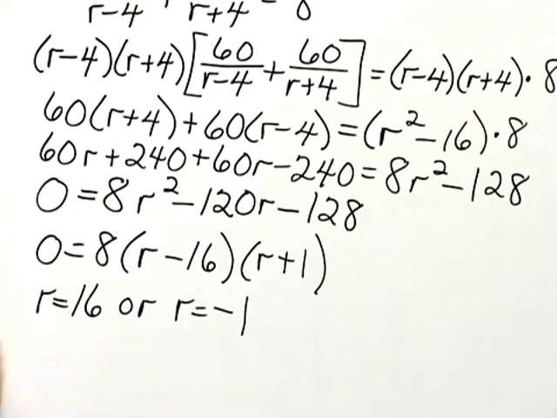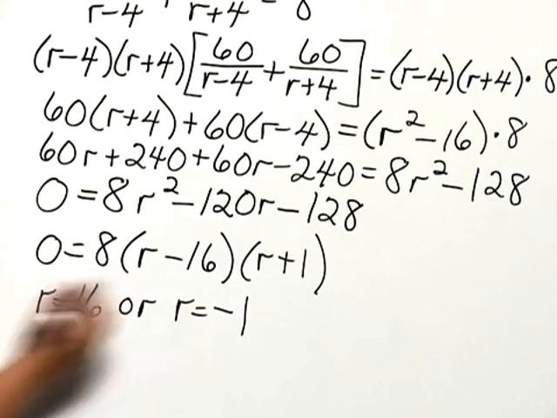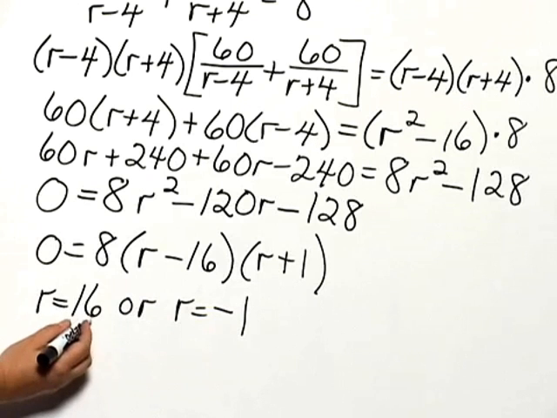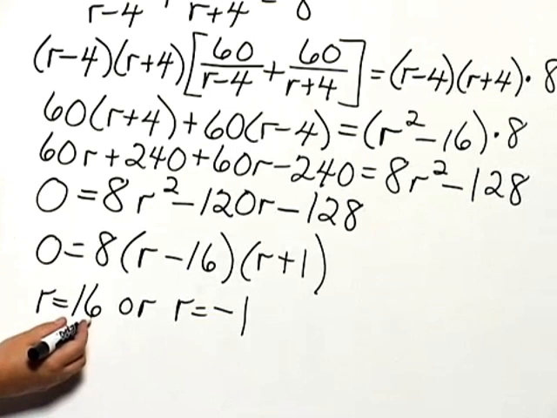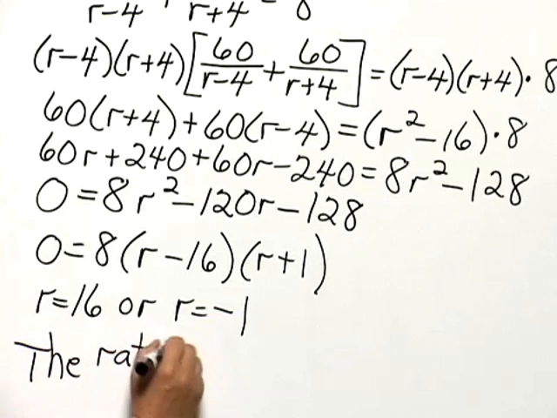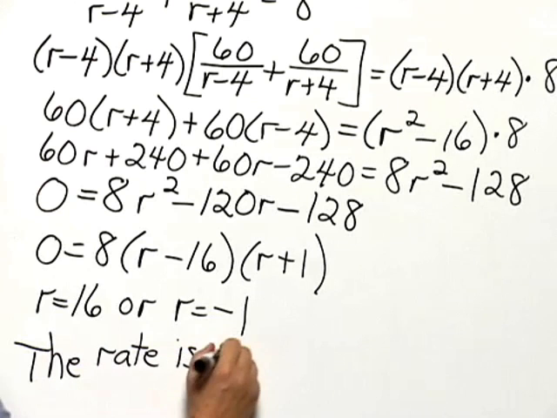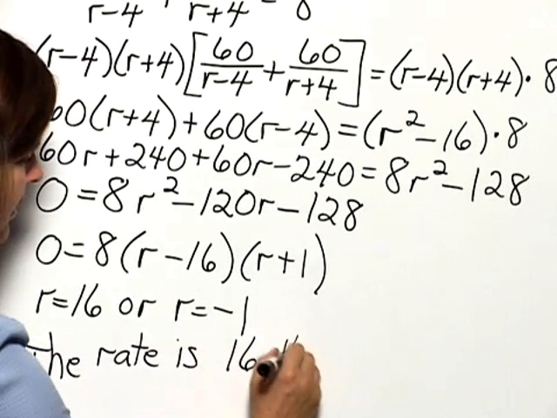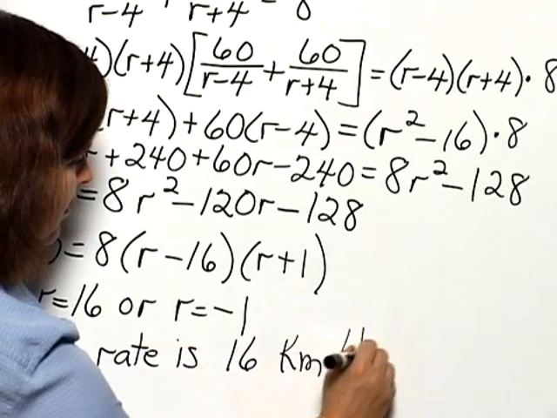Now when we get to the check step, we have to think what our problem was about. Well, it was about the rate of the boat. Negative 1 does not make sense in that situation, so we're left with 16 as a possibility. If we substitute 16 for R, we would find that the times would add to 8 hours. So it checks, and we say the rate of the boat, or the speed of the boat, has to be 16 kilometers per hour.